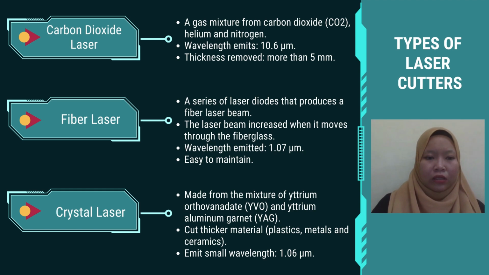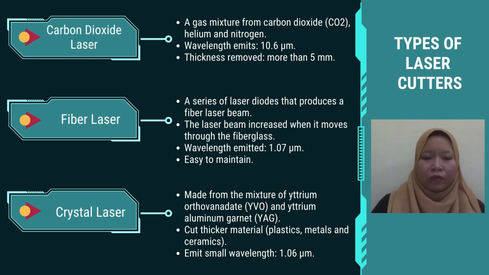And second is the fiber laser. It is a series of laser diodes that produce a fiber laser beam. The laser beam is amplified as it moves through the fiberglass, and the wavelength it emits is 1.07 micrometers. It is easy to maintain since it does not have many moving parts for gas circulation or mirrors in the light source. And lastly, is the crystal laser.